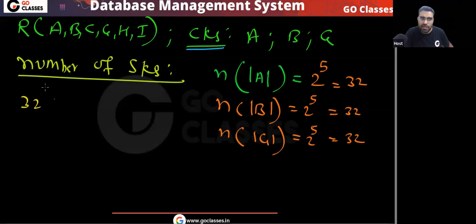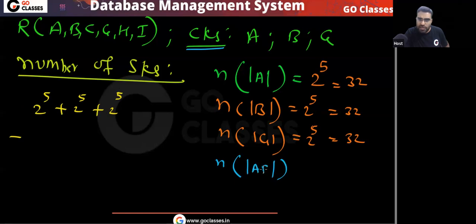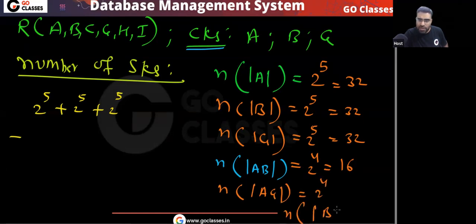You can add these: 2 power 5 plus 2 power 5 plus 2 power 5, minus what will I do? Tell me, how many supersets of AB are there? That will be 2 power 4, which is 16. The same value you will get for supersets of AG, that also will be 2 power 4. How many supersets of BG are there? That also will be 2 power 4. So minus 2 power 4 minus 2 power 4 minus 2 power 4.